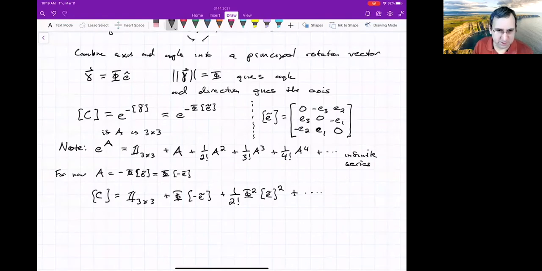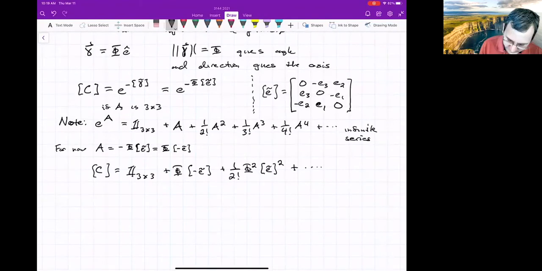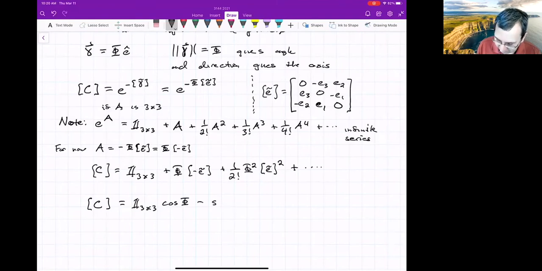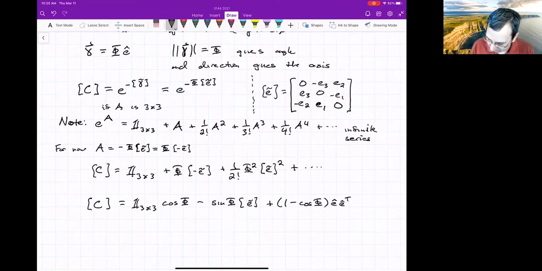And this pattern was first found by a French mathematician named Rodrigues. So it's called the Rodrigues formula. And this is what it says. So this is the identity. First thing is the identity times cosine phi minus sine phi times e tilde plus 1 minus cosine phi times e hat e hat transpose. So here we're thinking e hat is a column vector. So e hat times e hat transpose will give us a 3x3 matrix.